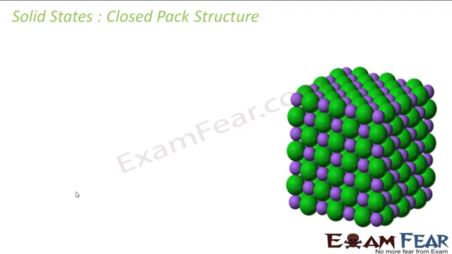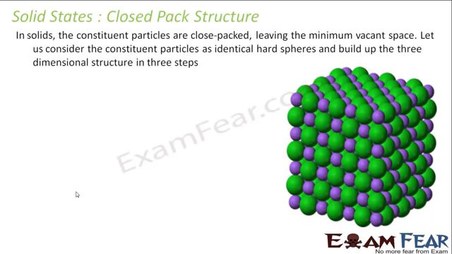Now we'll talk about the closed pack structures. If you see a typical lattice or typical crystal, they are closely packed to leave the minimum vacant space, because that will make it more strong. Correct? So now we'll understand this. In solids, the constituent particles are closely packed, leaving the minimum vacant space. There will be almost nil space.